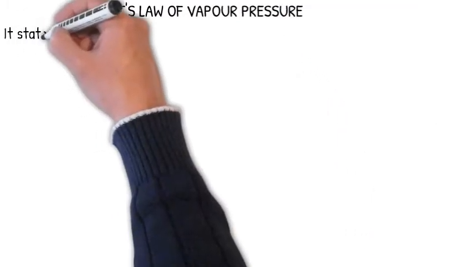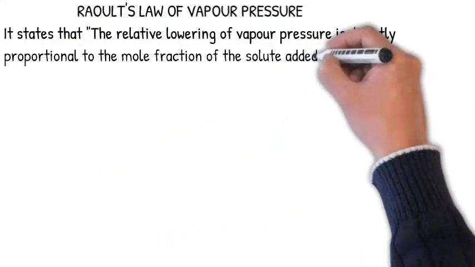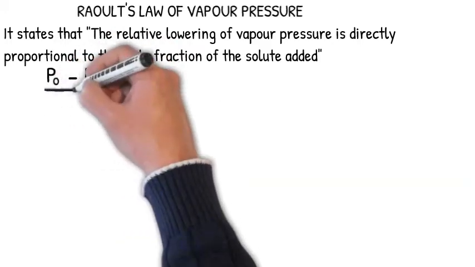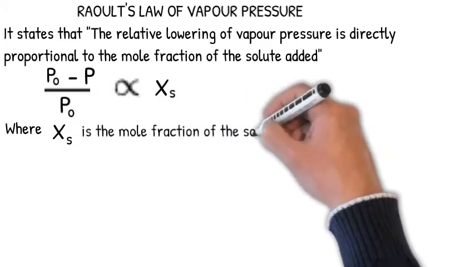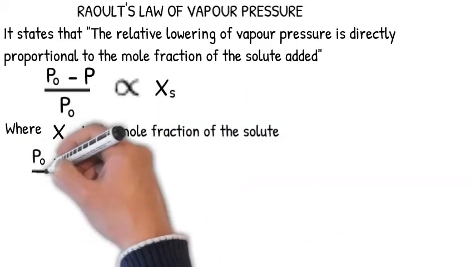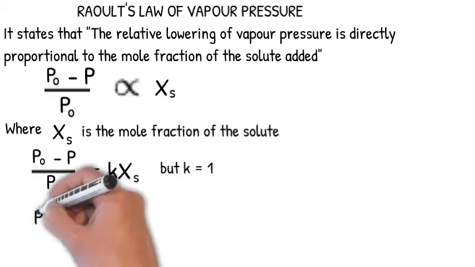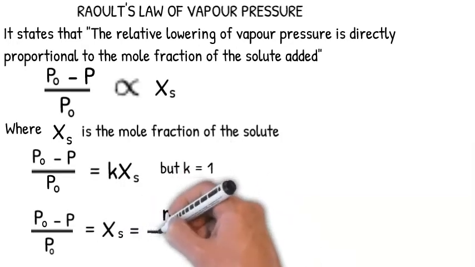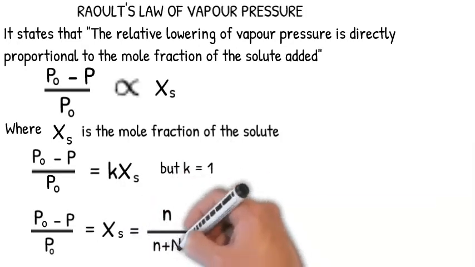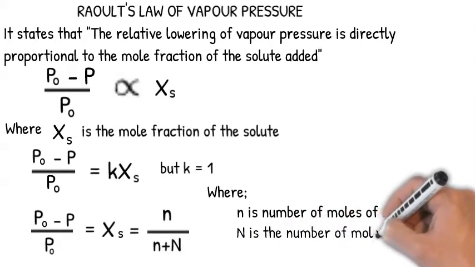Raoult's law of vapor pressure. It states that the relative lowering of vapor pressure is directly proportional to the mole fraction of the solute added. P0 minus P divided by P0 is directly proportional to XS, where XS is the mole fraction of the solute. P0 minus P divided by P0 equals K XS, but K equals 1. Then P0 minus P divided by P0 equals XS equals n divided by n plus capital N, where small n is the number of moles of solute and capital N is the number of moles of the solvent.